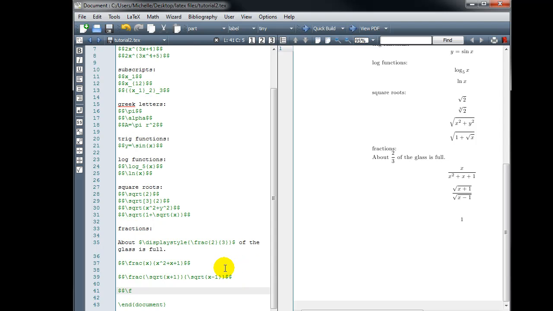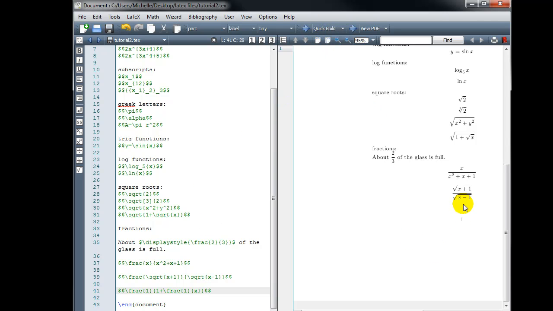Let's try a fraction within a fraction. So I do backslash frac, and we're going to do 1 over 1 plus 1 over x. So in my numerator, I just need a 1. Then I can tab over. In my denominator, I need 1 plus, and now I want the fraction 1 over x. So backslash frac, and 1 over x. So 1 in the numerator, tab over, x in the denominator.